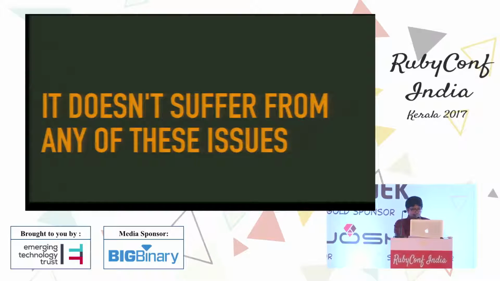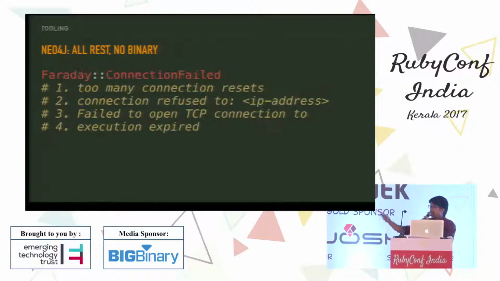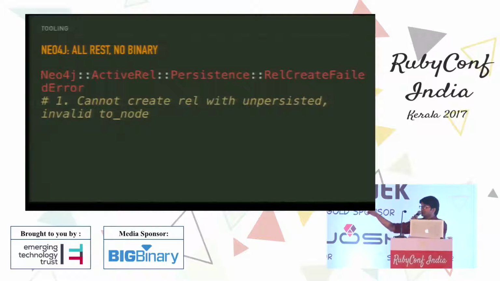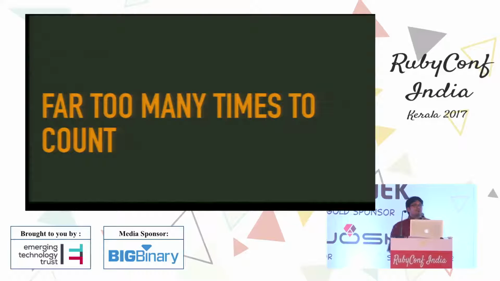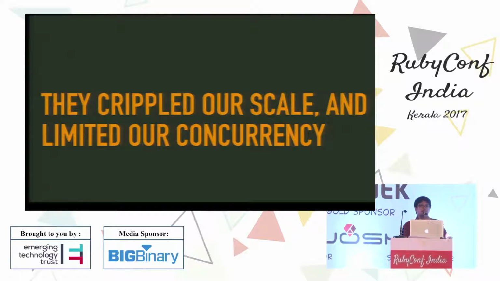So what particular issues? For example, when we're using Neo4j with Ruby, you will find tons of these errors: Neo4j Cypher error, and these errors, and these errors. They occur far too many times to count, right? HTTP clients do not scale well. Anybody who claims they do, I think, has probably not worked at a scale that matters enough. These errors were our primary reason to switch out of Neo4j. They crippled our scale and limited our concurrency.